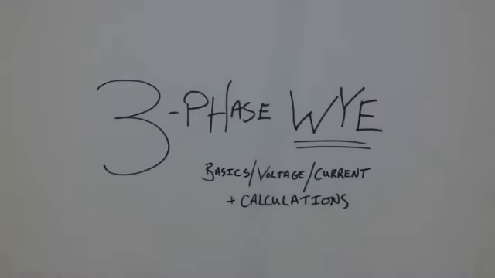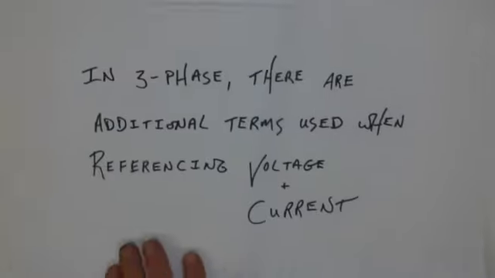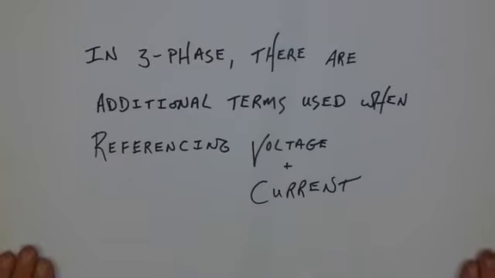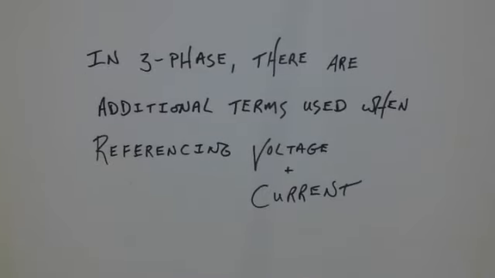Three-phase Y, the basics, voltage, current, and some calculations. When we're dealing with three-phase systems, it's important to understand that there are additional terms that we use when referencing voltage and current. Now, these terms that we use will be the same for both a Y system and a delta system. However, their values will differ between the two configurations.